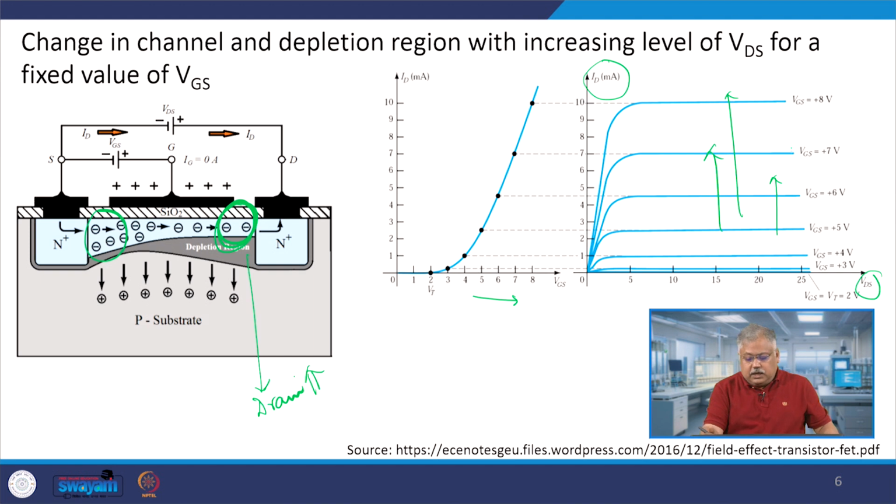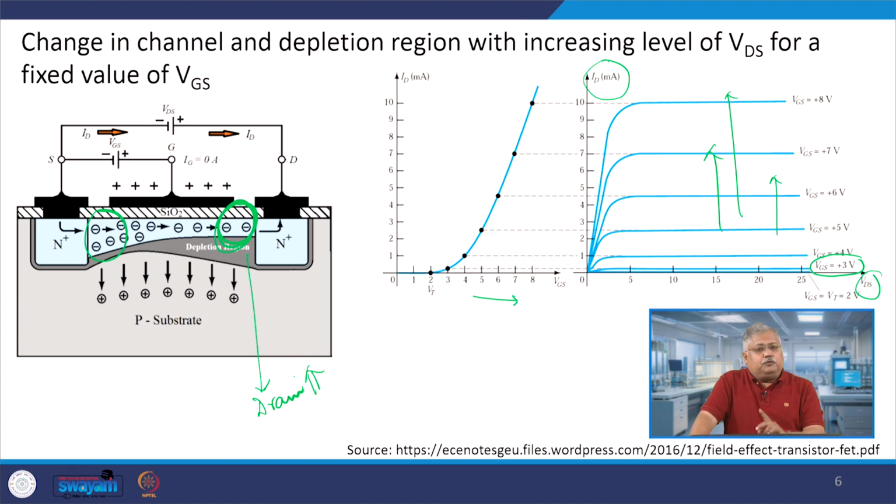Correct? This is one thing. The second thing, below a particular gate voltage, the current is approximately equal to 0. Again, the reason is very clear in front of you, because at that gate voltage your inversion layer is not formed. The whole layer is basically depletion.